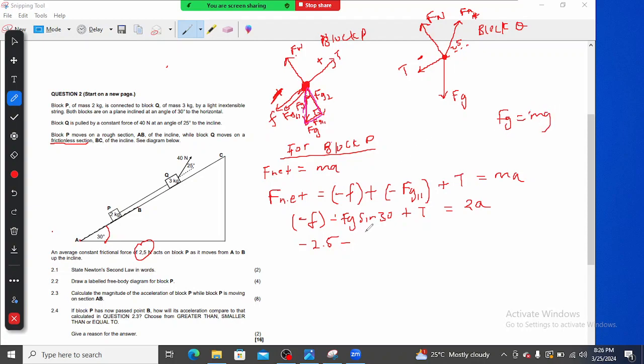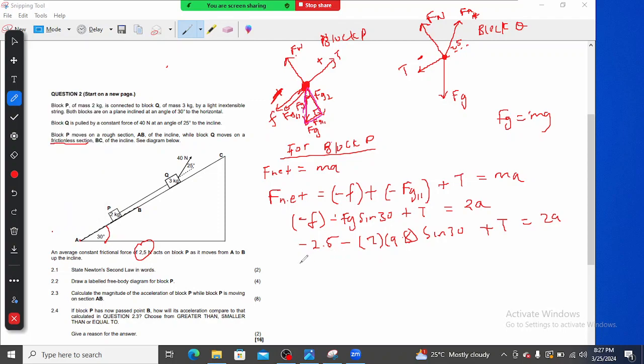The mass of block P is 2, so that is 2 times 9.8 times sine 30, plus T, equal to 2a, right? So can you please punch this: negative 2.5 minus 2 times 9.8 times sine 30. What is the number that you're getting?